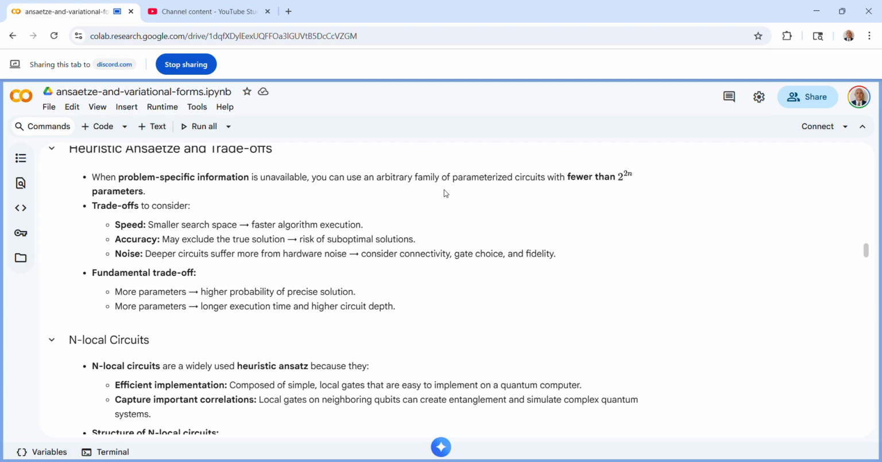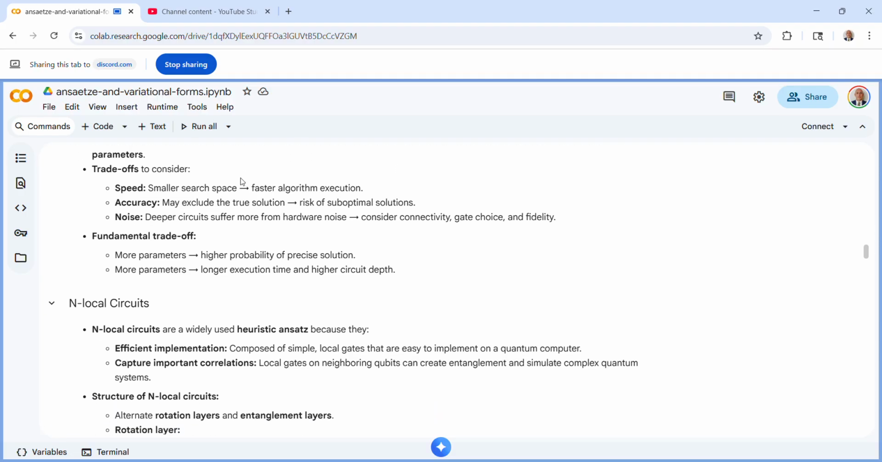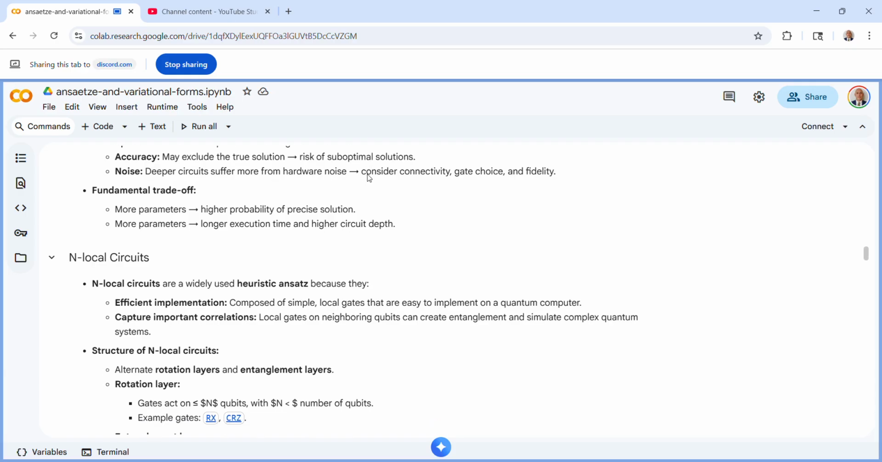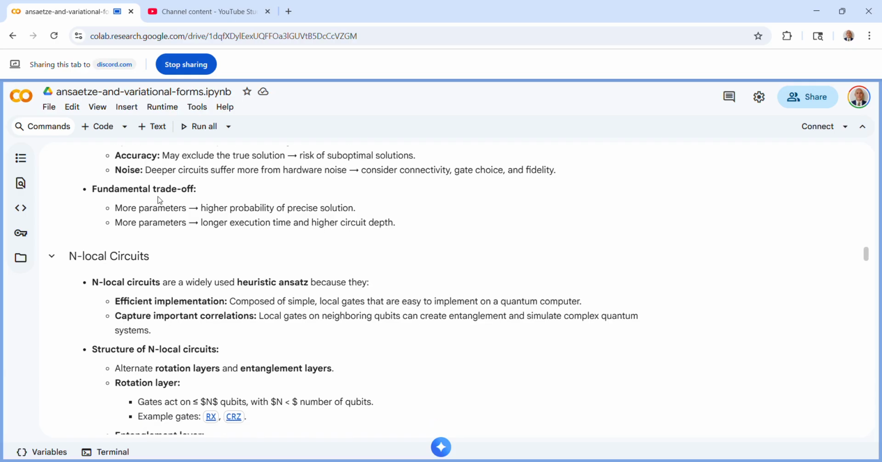If you don't have problem-specific information to warm start your ansatz, whether you're hard coding that or learning that with a classical optimizer, a lot of times what we're going to do is just try to minimize the number of parameters that we're using. We have to remember that with a smaller search space we can optimize faster, but by reducing that search space, we may be hurting our accuracy, while at the same time acknowledging that deeper circuits have more noise. The basic thing here is that more parameters means higher probability of a precise solution, but means longer execution time, higher circuit depth, and more noise.